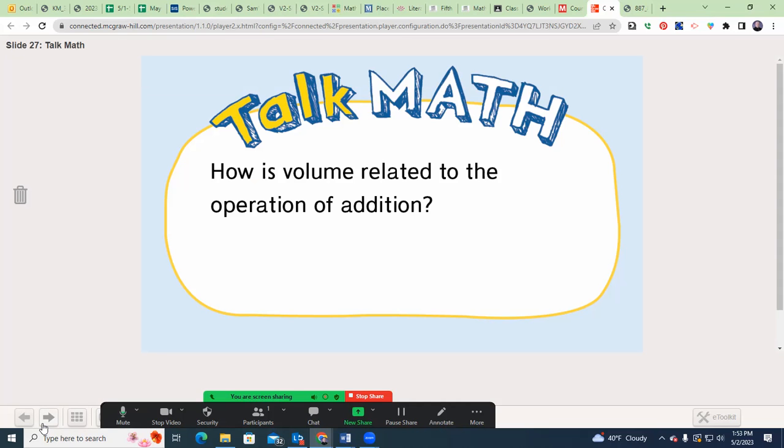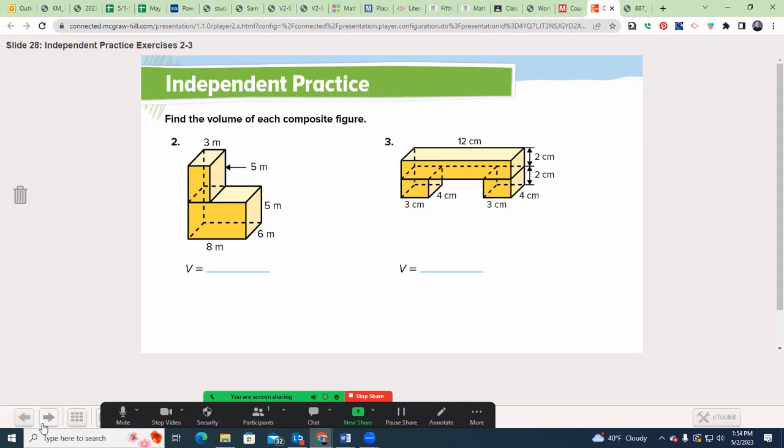How is volume related to the operation of addition? Unless you have a perfectly rectangular prism, you're going to need to add parts of it. All right, so now we're going to hit the independent practice. For 2 and 3, 4 and 5, and 6 and 7, you'll pause the video, do the math, and then come back and check how you did on those problems. So go ahead and pause the video, and I'll see you on the other side.